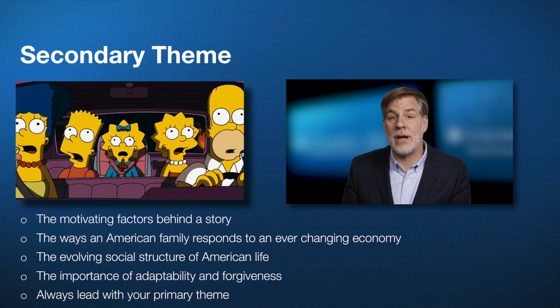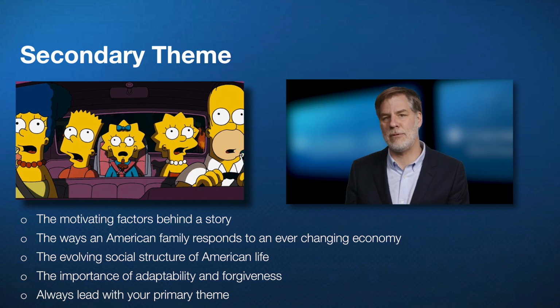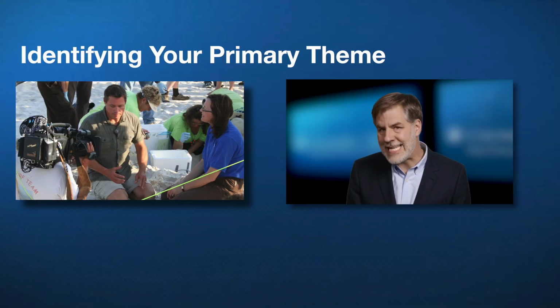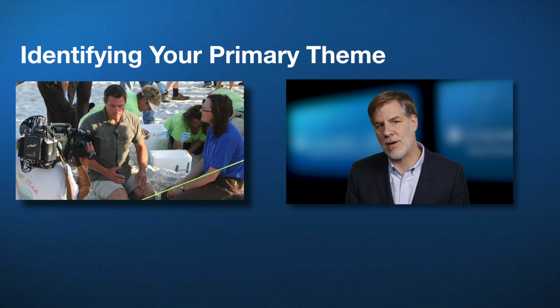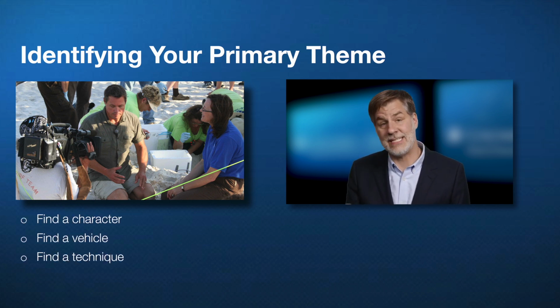Take the example of wanting to produce a story that is about the consequences of gentrification in Brooklyn. While this is an important and worthy story, it's easier to address the complicated theme of gentrification when our story is surrounded by a clear and primary theme. The three tactics for identifying your primary theme are finding a character, finding a vehicle, and finding a technique.